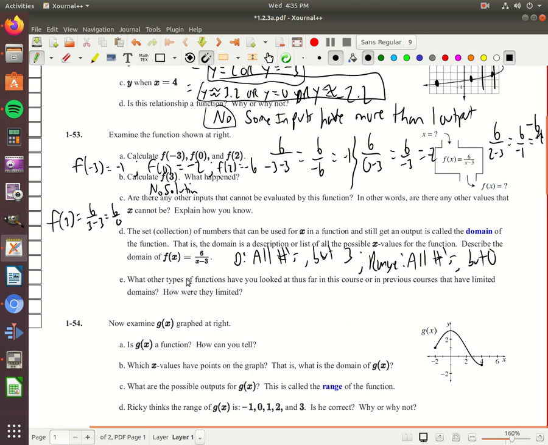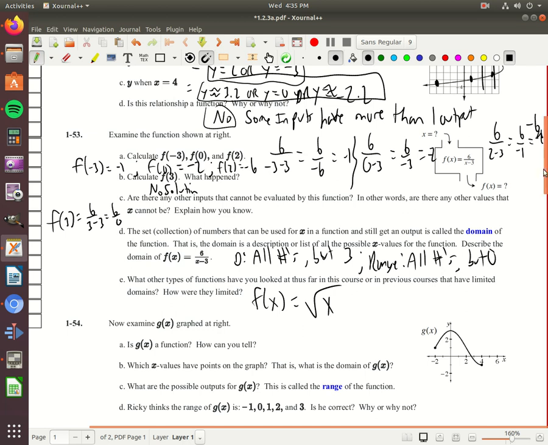So what other types of functions have you looked at thus far in this course or in previous courses that have limited domains? Well, if you guys remember, we had one that looked like this, right? The square root of x. Well, we're not allowed to plug a negative in here because we don't know about the imaginary number i. So that has a limited domain. You can plug 0 in or 1 or 2 or 3 or anything positive, but you can't plug anything in less than 0.